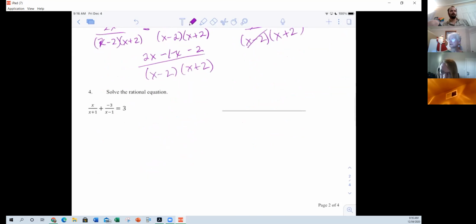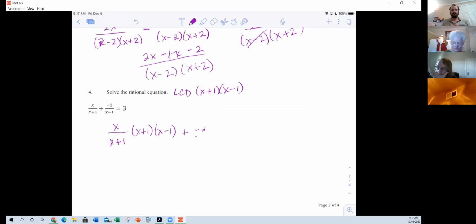Okay, so solving a rational equation, we're going to multiply through by the lowest common denominator. The lowest common denominator here is x plus 1 times x minus 1. So I'm going to take x over x plus 1 and multiply that by x plus 1 times x minus 1, plus negative 3 over x minus 1 times x plus 1 times x minus 1 equals 3 times x plus 1 times x minus 1. So you have to multiply every single thing through.